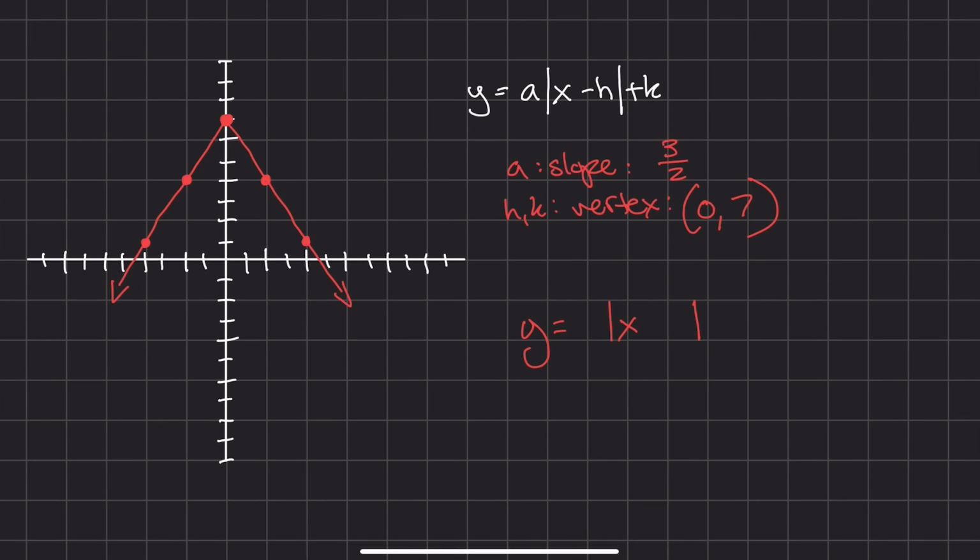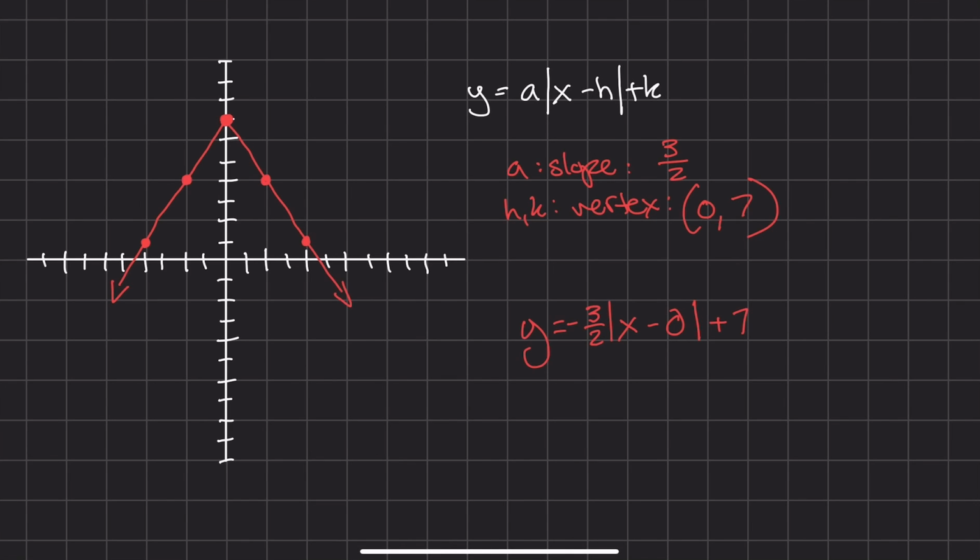My a was 3 over 2. Now, something important to keep in mind. Since this graph is pointing downwards here, since we're pointing down, that means my slope is going to be negative. So I'm going to put my negative sign there and fill in the rest. So my h is going to be 0. Cool. And my k is going to be 7, positive 7. So I'm going to add 7 to that.